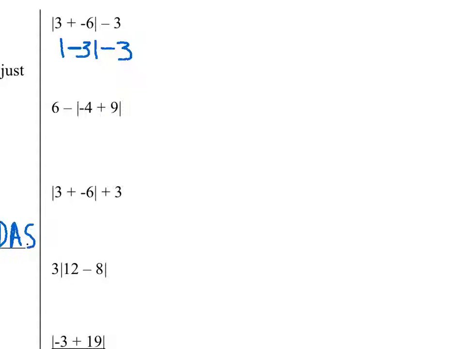Now, here's the difference between absolute value brackets and parentheses. Normally when we do parentheses, if this had been 3 plus -6 minus 3, immediately once we found the value of what was inside, it would just disappear, right? That's how it works with parentheses. Does it work that way with absolute value? Yes or no? No, because that absolute value still has a meaning. We still have to evaluate the absolute value.